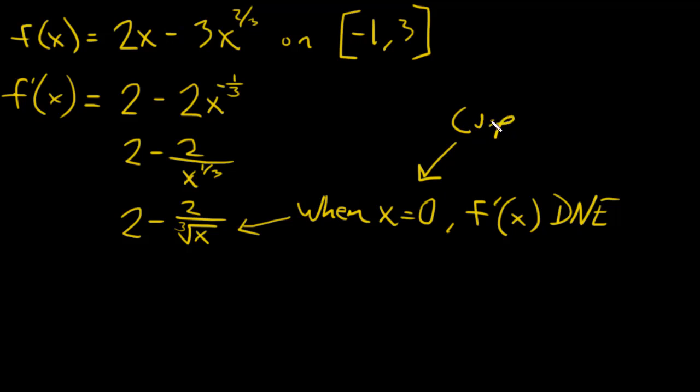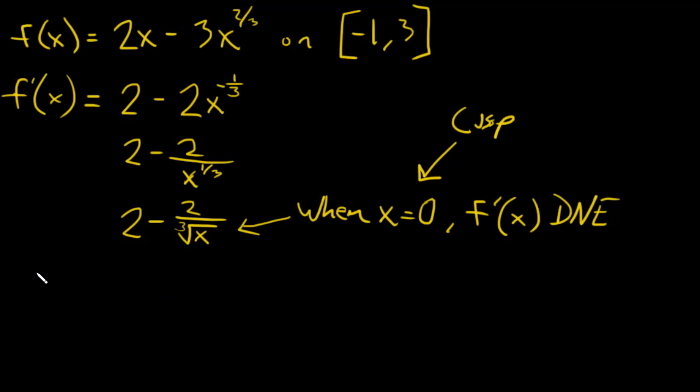And really, you just have to do enough of these to where they just kind of leap out at you. If you ever have a function where the original function is totally fine at that location, but then when you take the derivative, you wind up with your variable down in the denominator, so you wind up having a place where the derivative does not exist. That's a cusp. So that's one of our critical numbers, a place where f prime of x doesn't exist.